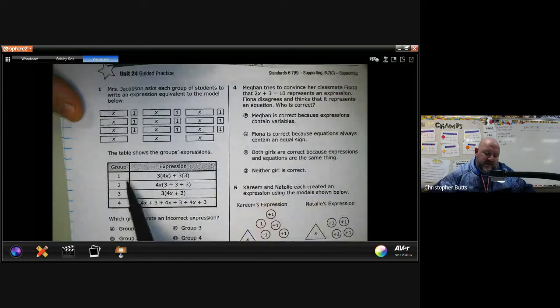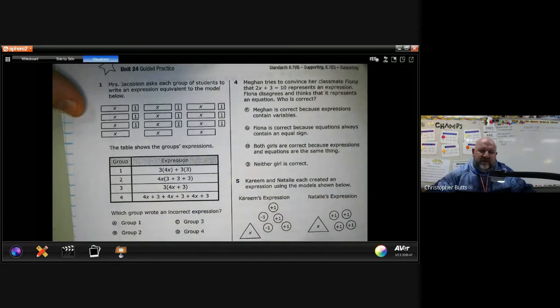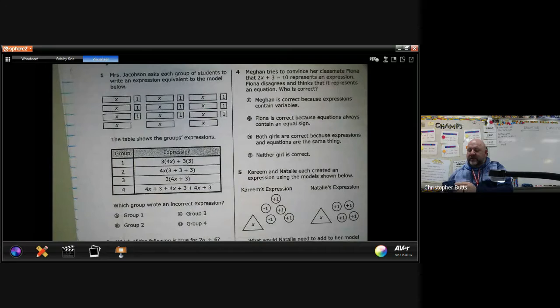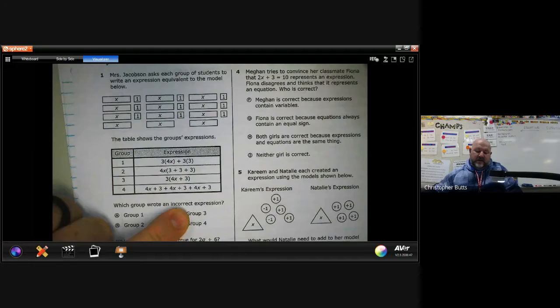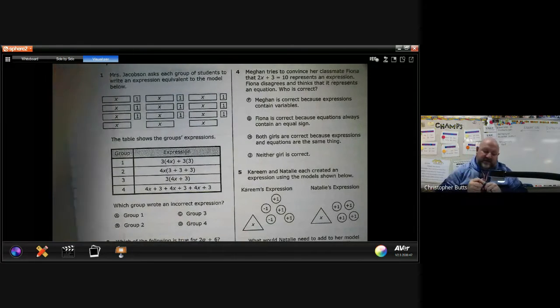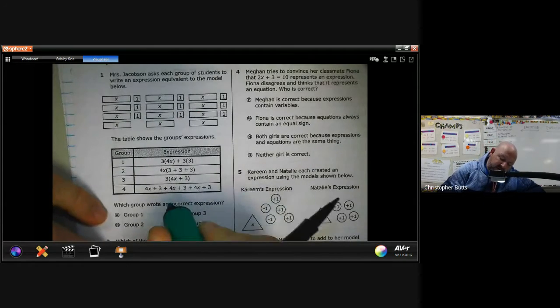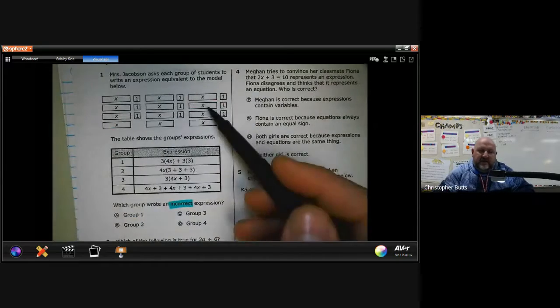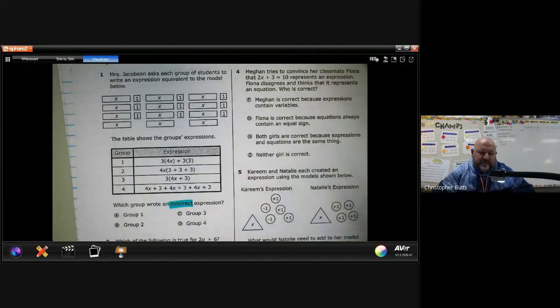So group 1 thinks that the expression should be this. Group 2, group 3, and group 4 each have what they think the expression should be, and we're trying to figure out which group was wrong, or which group had something that was incorrect, as you see here. Okay, so keep in mind that we are looking for the answer that is not correct. So we're looking for something that's not equal to what we have in this picture up here.